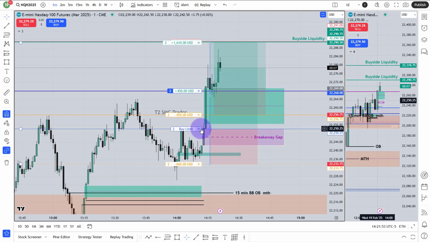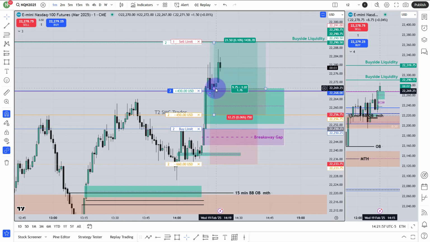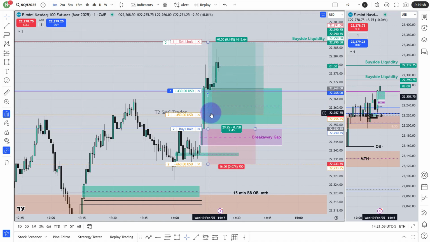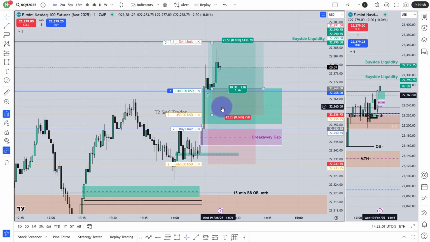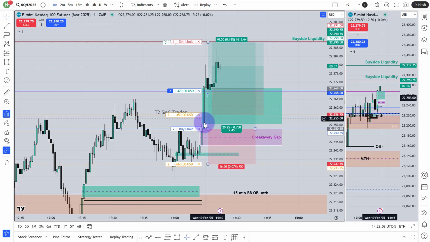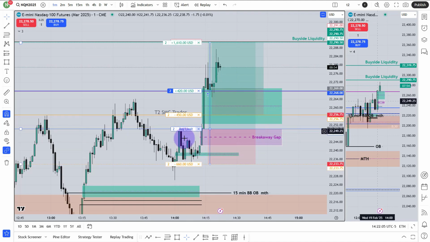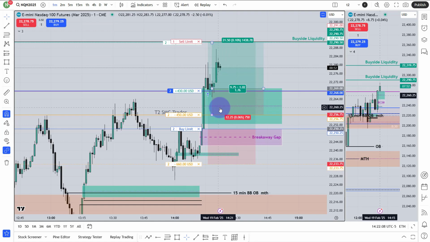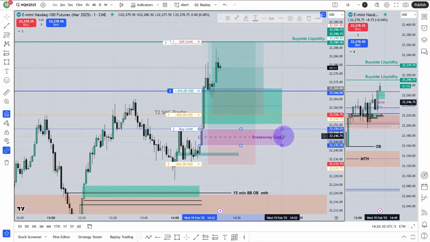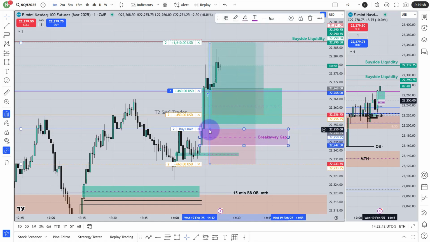Still, I have the market structure shift with entry fair value gap and the breakaway gap. As the entry fair value gap is here, I put my stop loss just below the 50% of this entry fair value gap. Okay, and I still kept that buy limit over here, because if it really wanted to come here to this breakaway gap, I'll take re-entry over there.